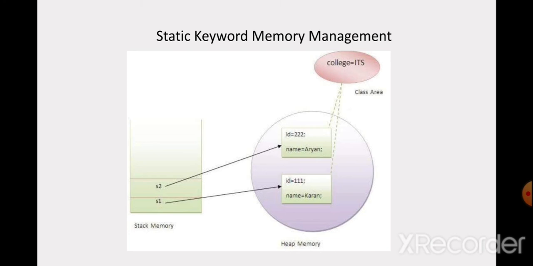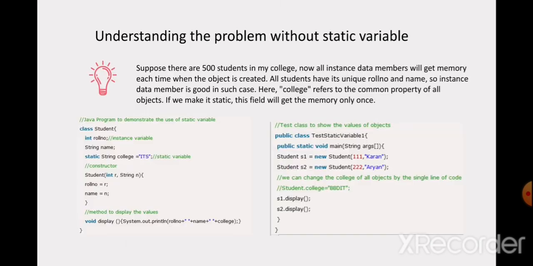So if I have 500 records, it will store the college name 500 times, but we don't need that. We just use one variable to store the college name or university name, then we connect all the IDs and names with that college name. So it will not use too much memory. I think you understand. Okay guys, so how do we solve this problem?